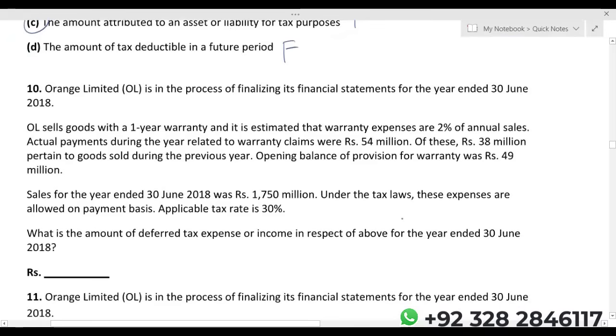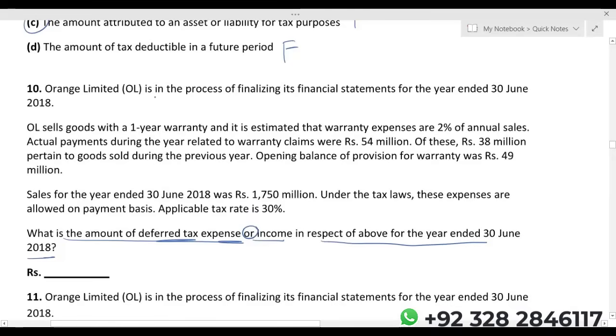Okay, now, what is the amount of deferred tax expense or income in respect for the year ended 30th June 2018? Read the requirement first. What is the amount of deferred tax expense or income in respect of the above for the year ended 30th June 18?